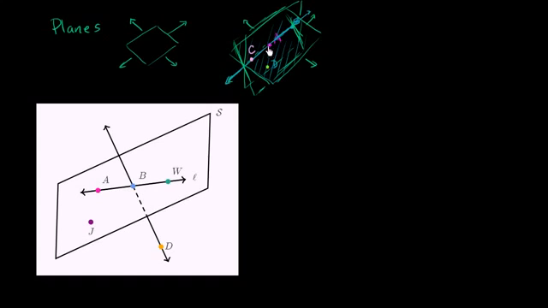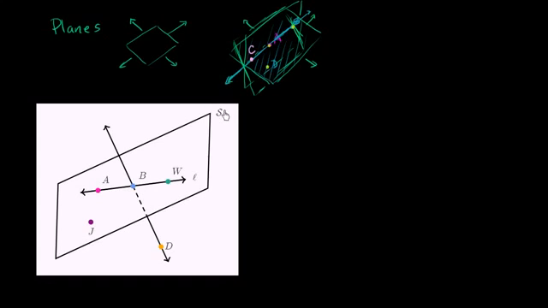D, A, and B do not sit on the same line. A and B can sit on the same line. D and A can sit on the same line. D and B can sit on the same line. But A, B, and D do not. They are non-collinear.